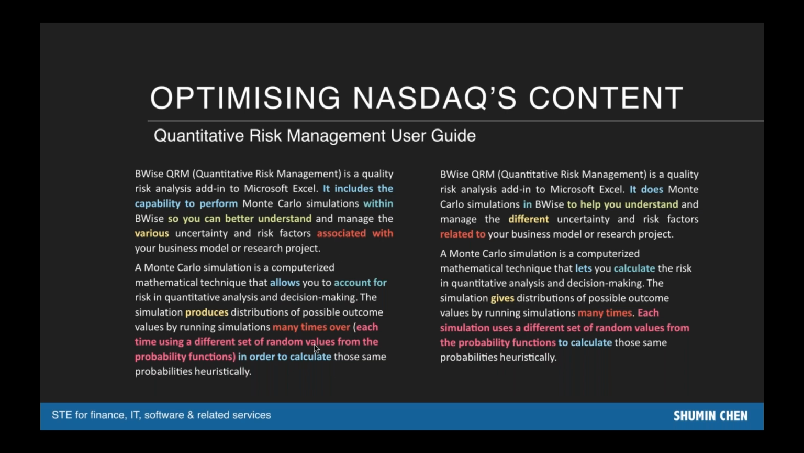And one of the most common phrasing in technical writing is, in order to calculate. You don't really need this kind of standard wording. You could simply say that each simulation uses a different set of random values from the probability functions to calculate those probabilities heuristically.